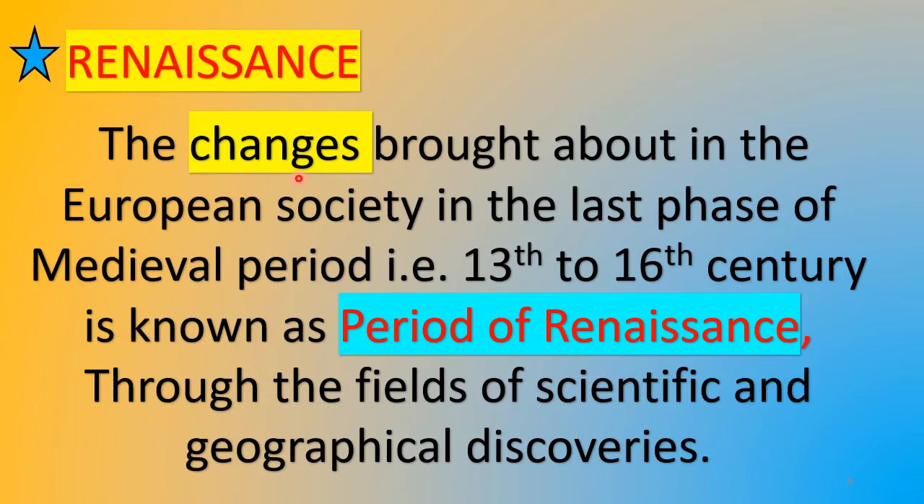Changes. What do you mean by changes, children? Something important has happened that has brought changes in different fields. Let's see what are the fields. Through the fields of scientific and geographical discoveries. So children, now please read what is Renaissance. The changes brought about in the European society in the last phase of medieval period, that is 13th to 16th century, is known as period of Renaissance. What is Renaissance? Changes. In which field changes were brought? In the scientific and geographical discoveries.